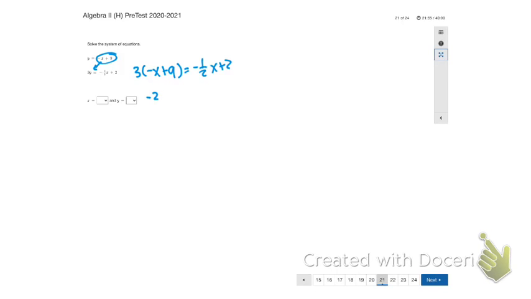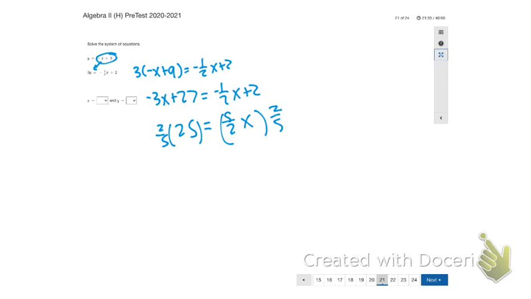So this is -3x plus 27. So I'll add the 3x to the right side. I'll subtract the 2. So that's going to be 2.5, which I'm going to write as 5 over 2. So to get x by itself, I'm going to multiply both sides by 2/5. So I get that x equals 10.